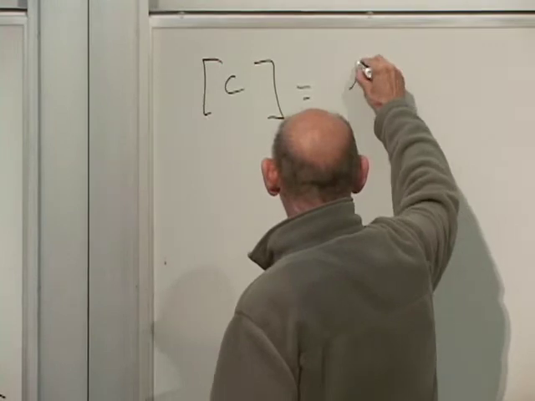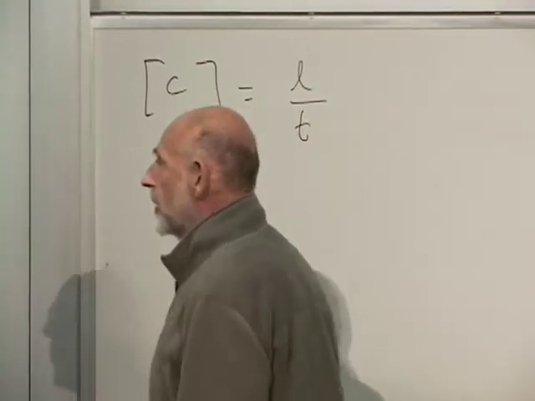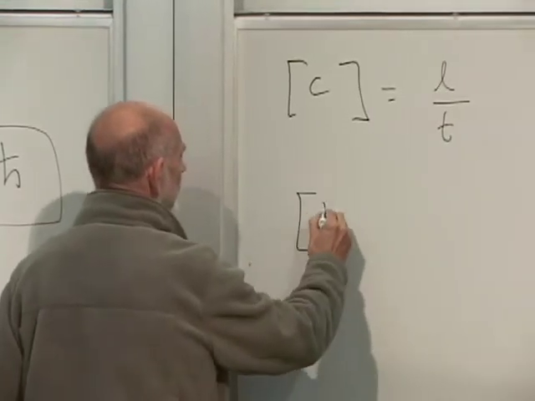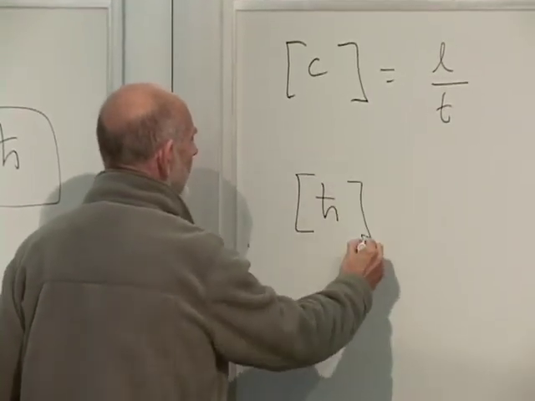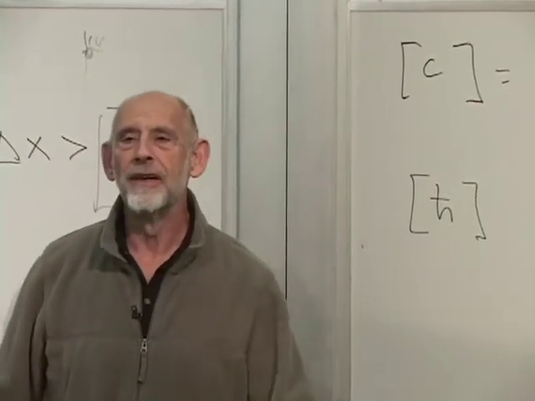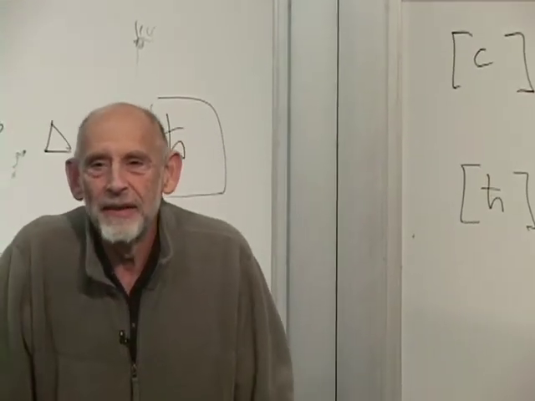That's length over time, right? What about the units of Planck's constant? Momentum times distance, or mass times velocity. Energy per second. L squared m over t.